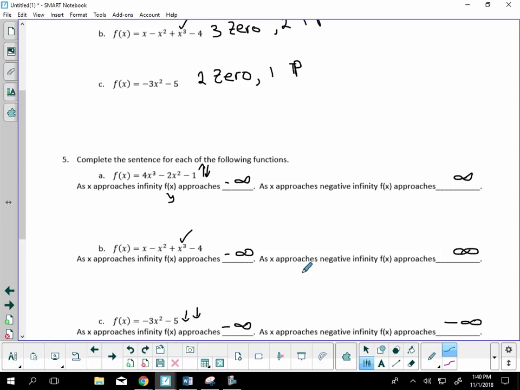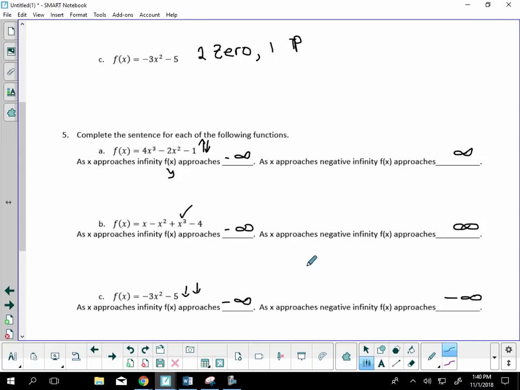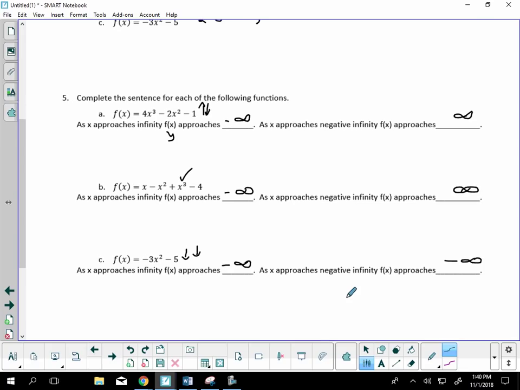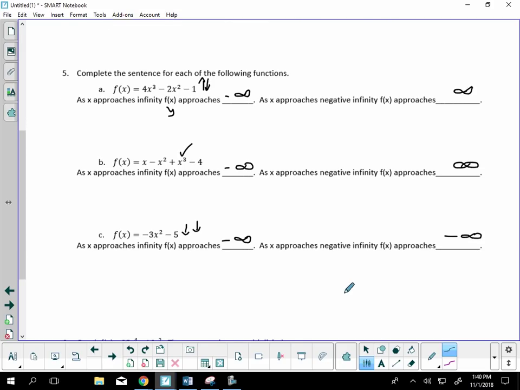A and B are really the same thing because they both have odd degrees with positive leading coefficients. On C, the end behavior is down, so both on the left-hand side and on the right-hand side, y is going to be going downward.